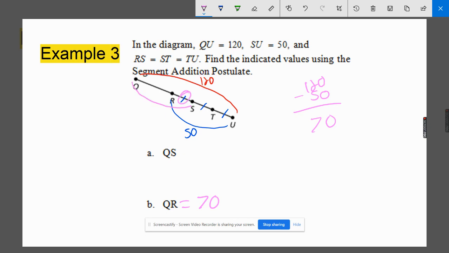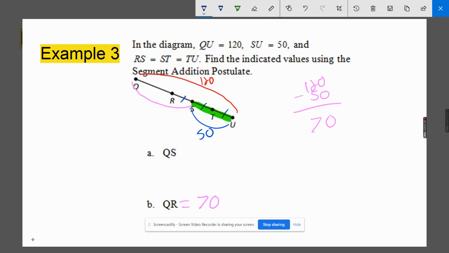So I need to figure out what one of those tick marks represents, R, S, and T. So I'm going to look at this part. That's the RU, which is 50. And they're all the same, right? So I can just divide 50 by 3. Oh, I'm sorry. Whoops. SU is 50. That has to be, I want blue again. My mistake. That has to be 50.